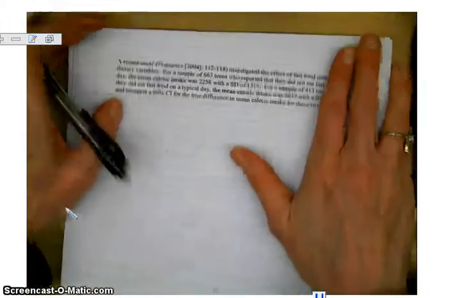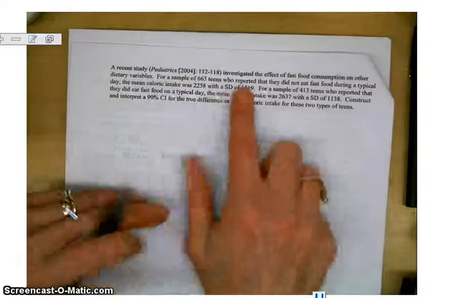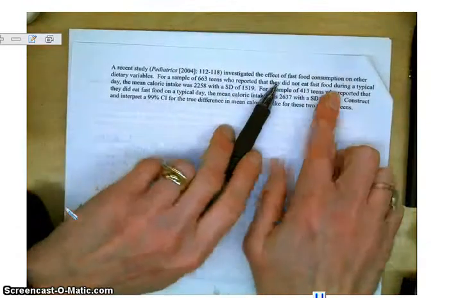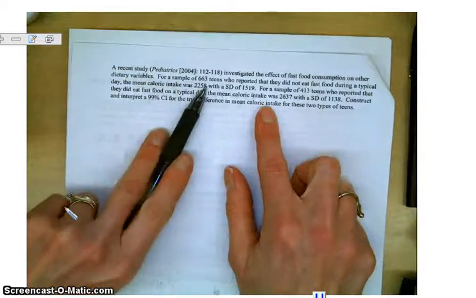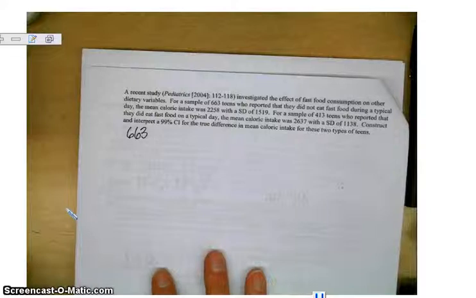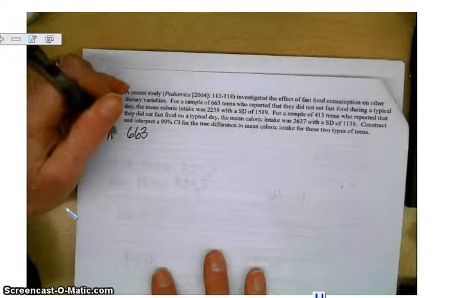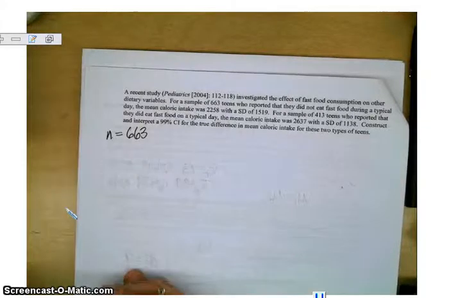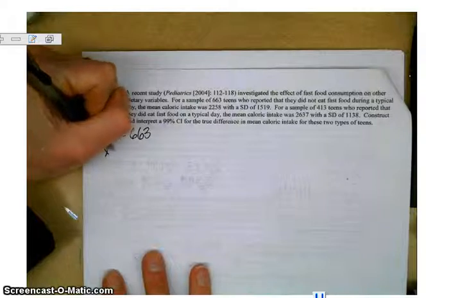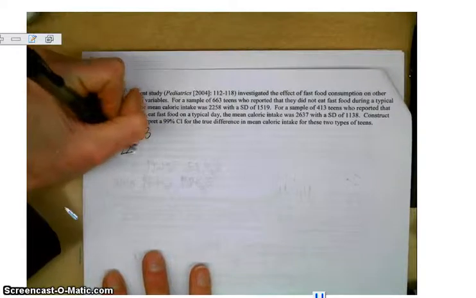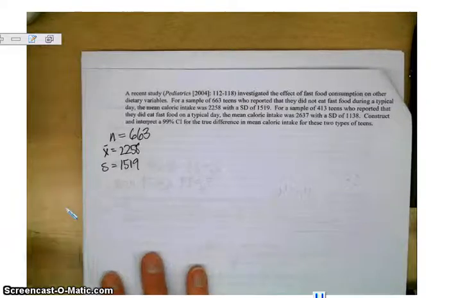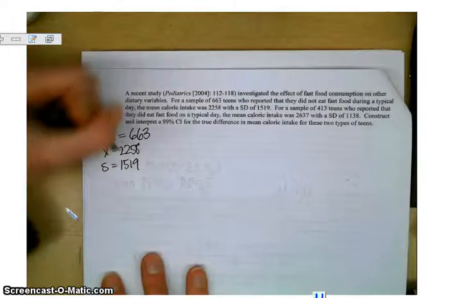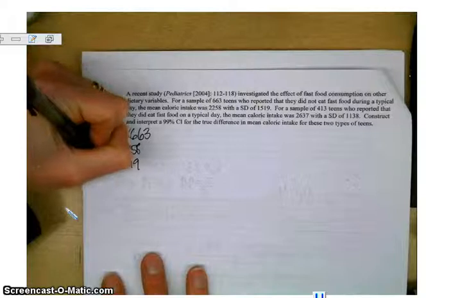All right, so in a recent study, Pediatrics 2004, I guess 10 years ago, investigated the effect of fast food consumption on other dietary variables. For a sample of 663 teens who reported that they did not eat fast food during a typical day, the mean caloric intake was 2,258 with a standard deviation of 1519. So I'm going to call this no fast food, N for no fast food.